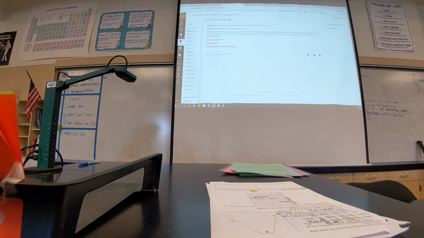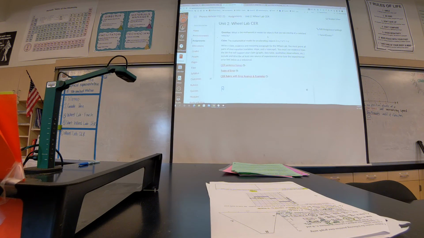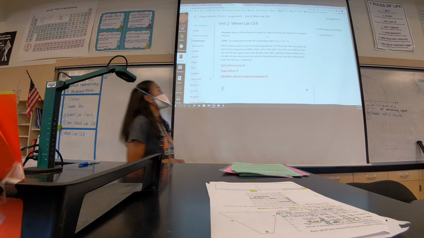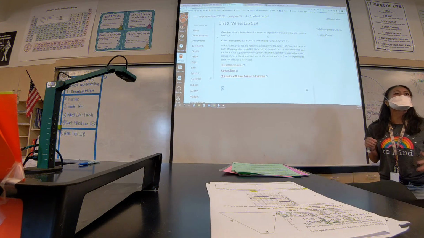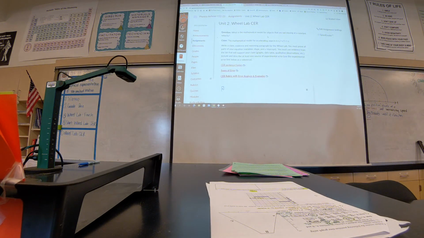Let me zoom in real quick. You're going to answer this question. What is the mathematical model for objects that are not moving at constant velocity, meaning the velocity is changing? Anything with a change in velocity is going to give you a curved graph.